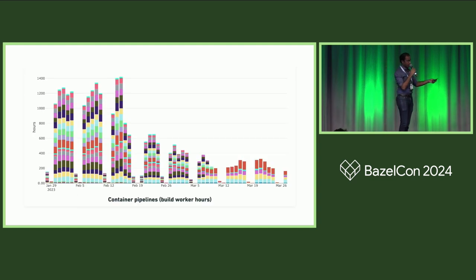So this graph shows you how much build worker hours we spent on container image builds. Each color is a separate pipeline. Aside from the large reduction in build worker spend, we also dramatically reduced the number of pipelines here, or the number of colors, and eliminated a bunch of operational overhead, like manually sharding these to keep them within timeouts, et cetera. This graph is from early 2023. We only had some of the optimizations we have now back then, so it would be even better.